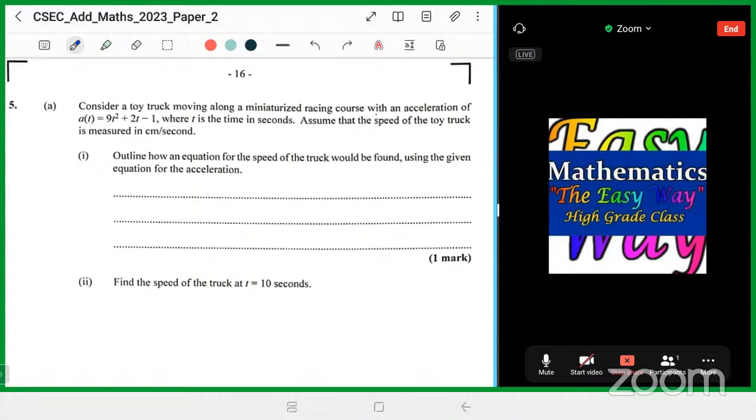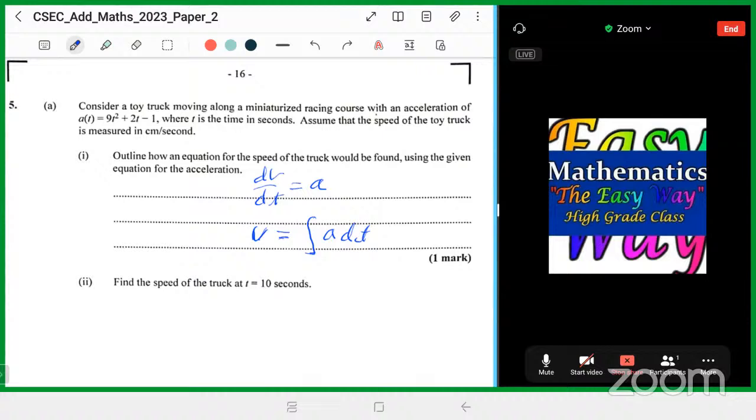acceleration. So firstly, what you have to see is that acceleration is the rate of change of velocity, dv by dt. Put another way, dv by dt is equal to the acceleration. And so the velocity is going to be the integral of the acceleration with respect to t. I think that is it. 1 mark. All right. Simple as that.